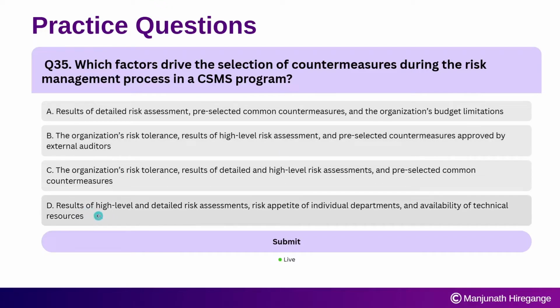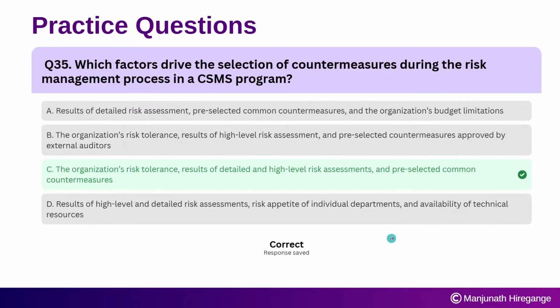And the D: the result of high level and detailed risk assessment, risk appetite of individual departments and availability of technical resources. Maybe risk appetite of individual departments and resource availability may play a role in this, but they are not central drivers in the structured process defined by the CSMS framework. So the right answer is organization's risk tolerance, result of detailed and high level risk assessment, and pre-selected common countermeasures. So please be careful while reading the CSMS part. If you want, please refer to the 62443 2-1 standard.